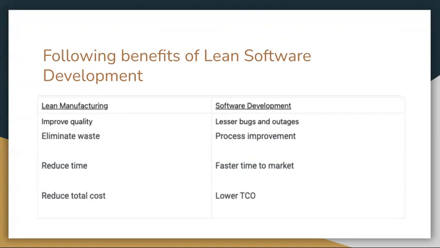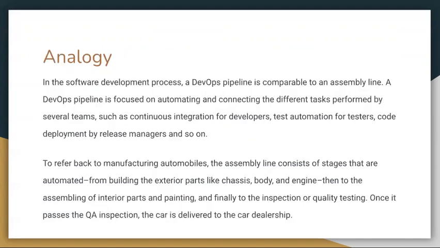So these are all the comparable benefits that you are going to get by following lean software development. Now, next, if you look at the analogy, DevOps pipelines are very much comparable to assembly lines, because DevOps pipelines are also focused on automating and connecting the different tasks which are performed by different teams. There can be teams including your server team, as we used to initially call it, who usually maintain the servers.